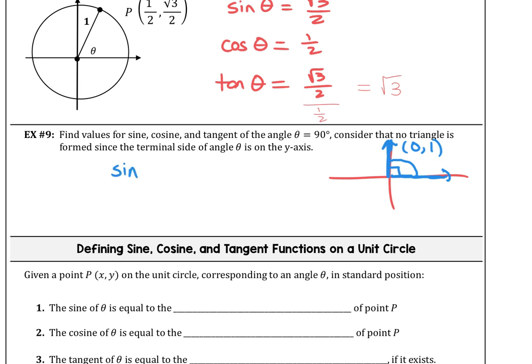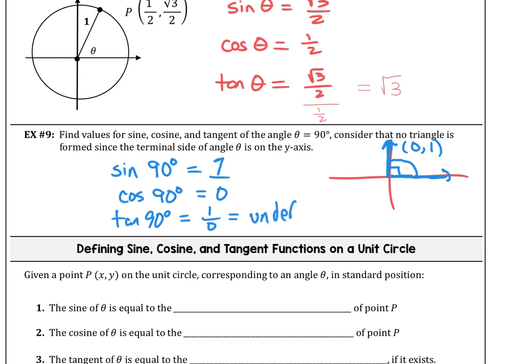The sine of 90 degrees is the y-coordinate, which is 1. The cosine of 90 degrees is the x-coordinate, which is 0. And then finally, when you do tangent of 90, which is y over x, that's 1 over 0. Remember, when 0 is in the denominator, that's undefined. Okay, can't have 0 in the denominator.